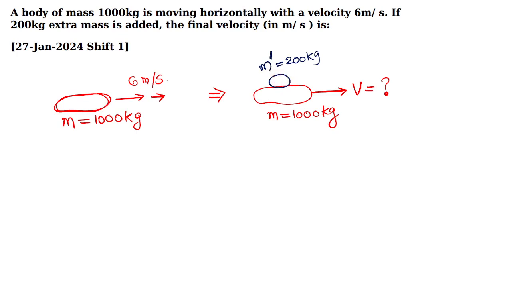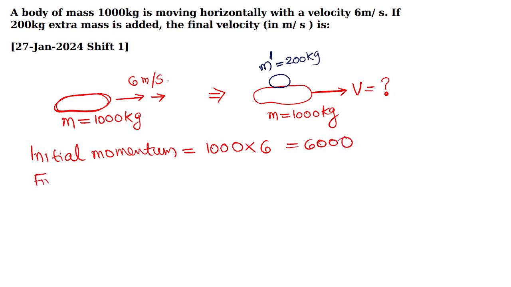No external force acting. So the initial momentum and final momentum must be the same. What is the initial momentum? Let me write all the steps, otherwise you will have confusion. Initially the momentum will be mass into velocity. Moving towards right means positive velocity. Moving backward will be negative velocity. Mass into velocity, 1000 into 6. Initially the momentum will be 1000 into 6, 6000.